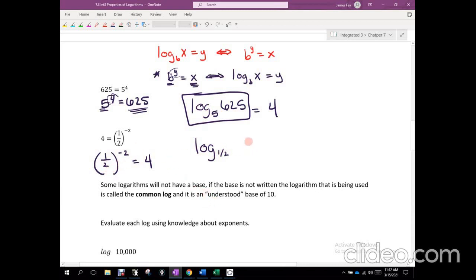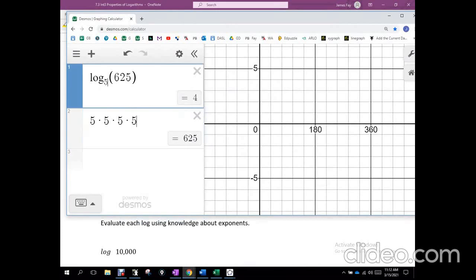Okay. The y is this -2, correct? And now the x value, what goes here? 4. A lot of times when we write a base of 1/2, we'll probably write it as 0.5, just a little bit easier. And then we're seeing log base 1/2 of 4 does end up giving me -2.